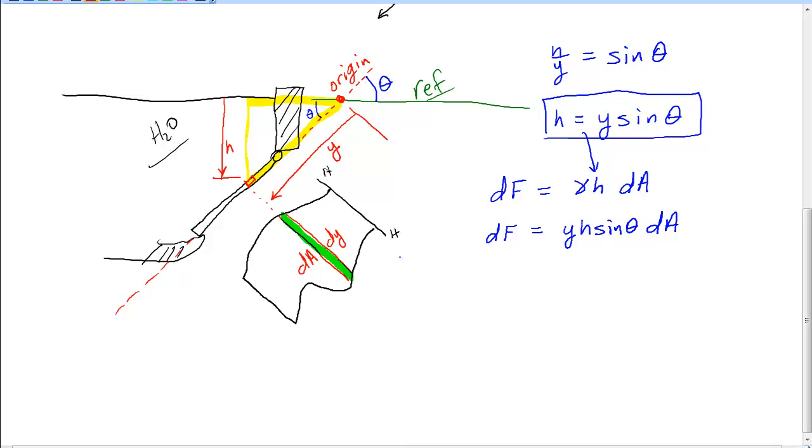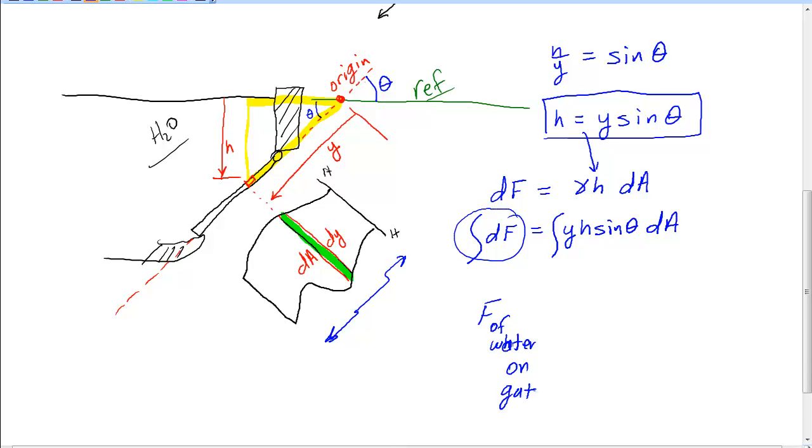Now, as always, what you want to do is integrate over the entire area here to get the entire force. So you integrate here. If you integrate here, you're recognizing that you're just going to end up with the force of the water on the gate. So instead of writing all that out, I'm just going to erase it and call it just F.